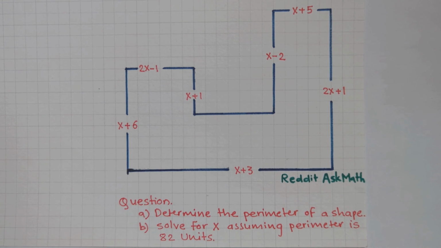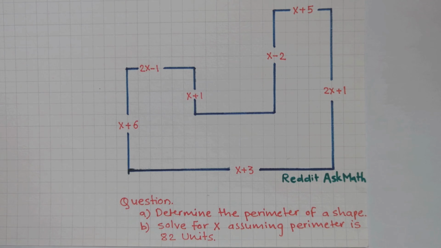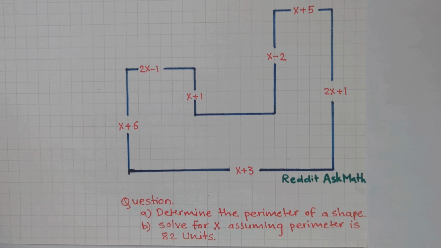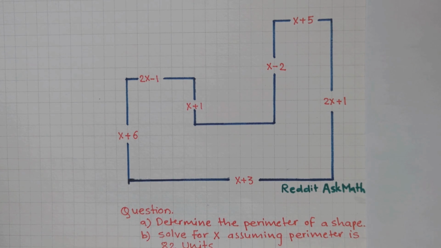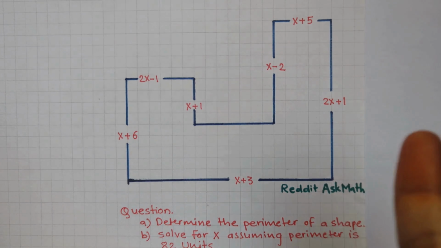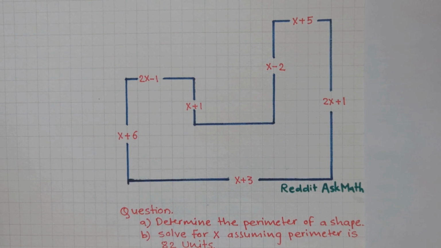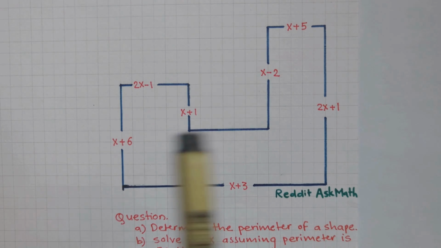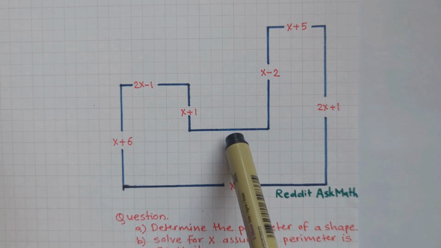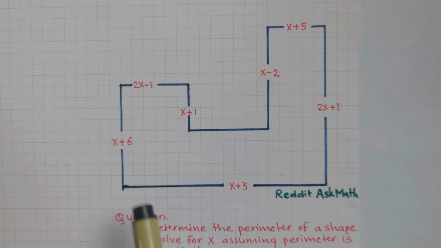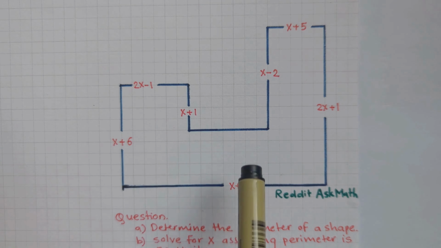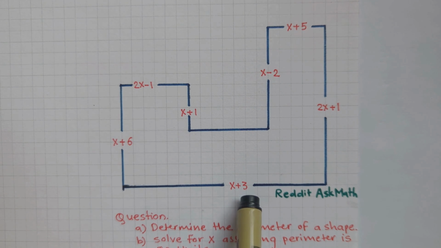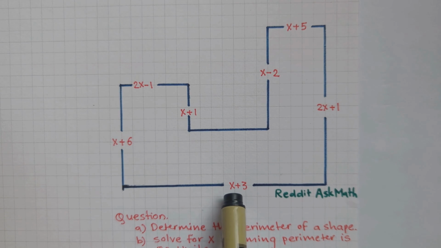Today we have a problem to solve which is taken from Reddit Ask Math, which has gotten super popular because the viewers and problem solvers mentioned that the answer of this equation just doesn't make sense. So here we have a shape with 8 sides given, out of which only 7 sides have the length described in terms of the variable x.